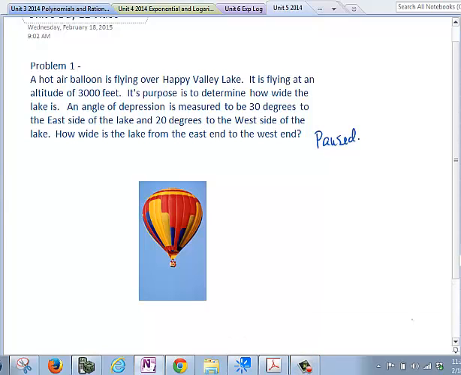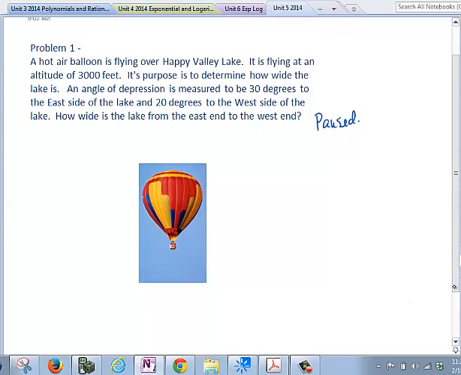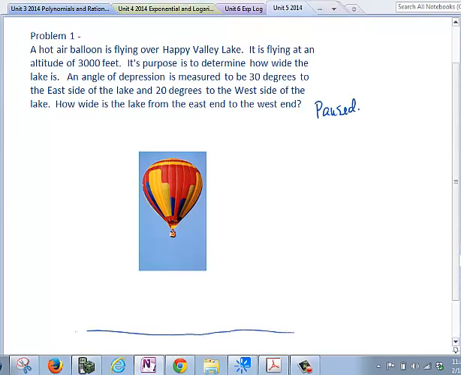Okay, so hopefully you've had a chance to read the question, and it's this balloon that's flying over a lake. So I'm going to just draw a lake. It's like a skinny lake. So it says that the balloon is 3,000 feet in the air. So that would be 3,000 feet.